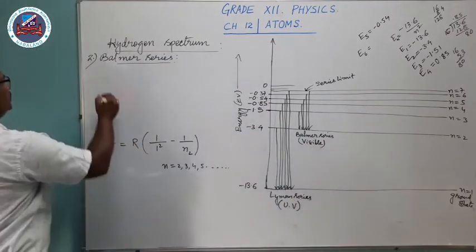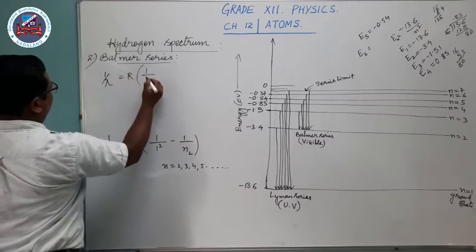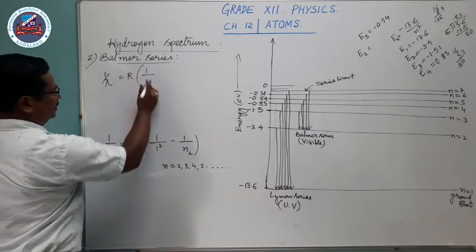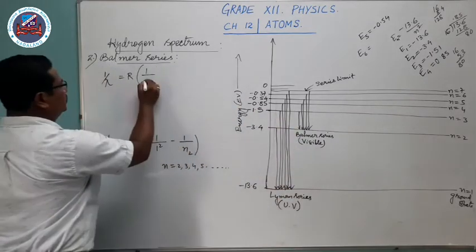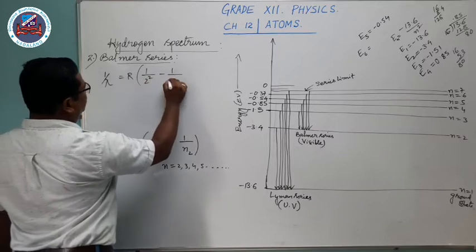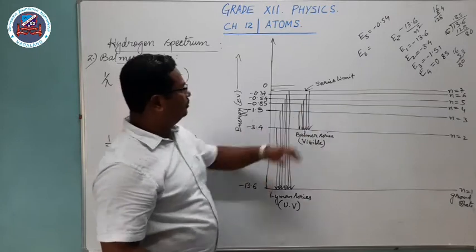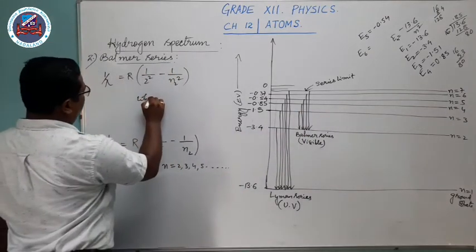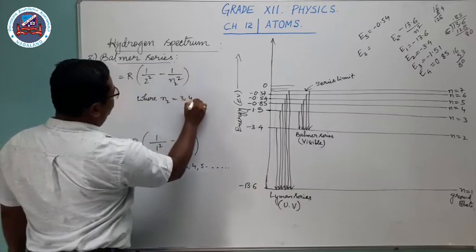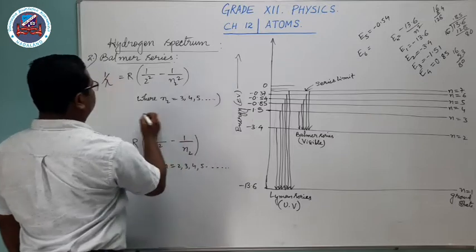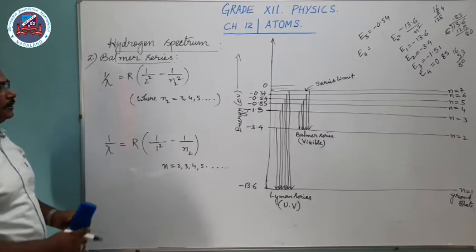In this case, the wave number 1 by lambda is equal to R times 1 by n1 square minus 1 by n2 square. Here n1, the first value, will be 2, so it will be 1 by 2 square minus 1 by n2 square. Here n2 indicates jumping from n equal to 3, 4, 5 and so on. So this is the expression for the wave number in the case of the Balmer series.